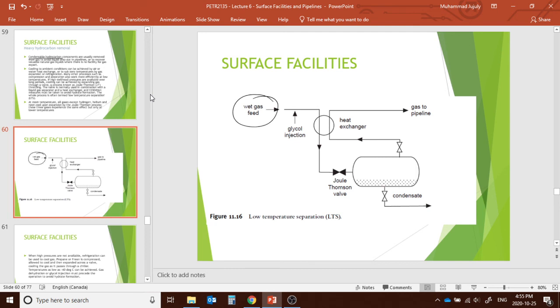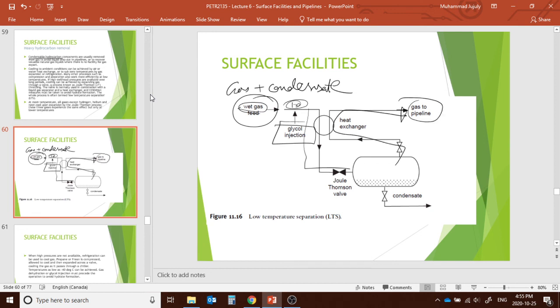So the wet gas means gas plus condensate. Don't confuse it with the idea that gas is wet meaning the gas got water. No, the gas got condensate. So we have the wet gas feed, and we have the glycol injection. If there is any water in here, it could be absorbed. Then we have this Joule Thomson valve, and we put in the separator, and the gas will go out through the pipeline. Okay, and the condensates will be coming.